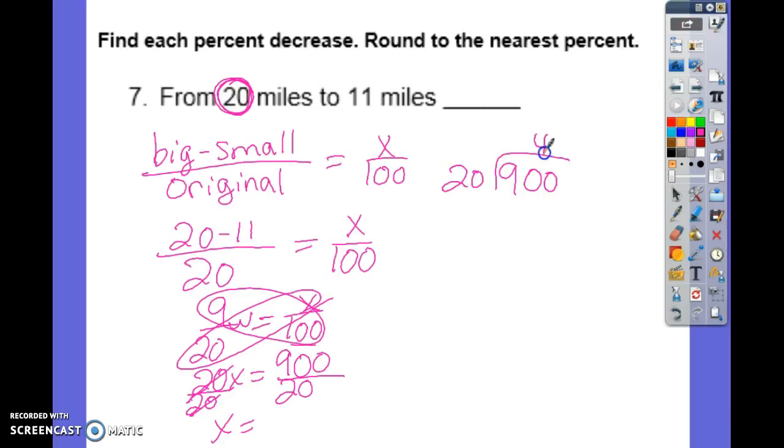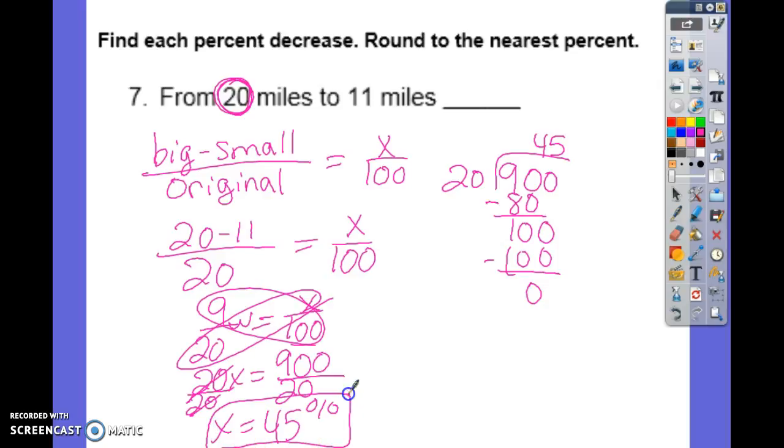20 goes into 90 4 times. 4 times 0 is 0. 4 times 2 is 8. Subtract and get 10. Bring down the 0. 20 goes into 100 5 times. 5 times 0 is 0. 5 times 2 is 10. Subtract and get 0. So my answer is 45%. So you need to work 8, 9, 10, 11, and 12 just like that.